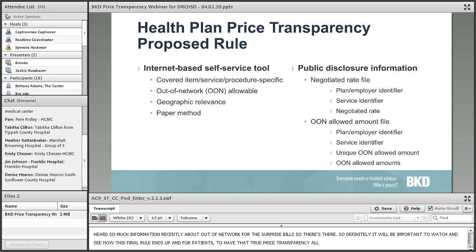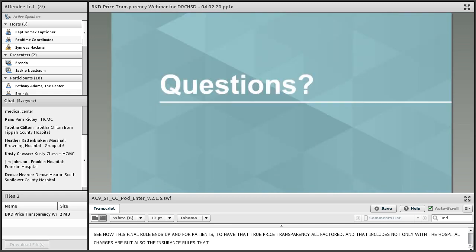this rule as well, because the proposed rule includes similar requirements for the health plans as what we see with hospitals, including the option to use an online tool and a negotiated rate file. And then, of course, we've heard so much information recently about out-of-network or those surprise bills, so there's information in there. So definitely it'll be important to watch and see how this final rule ends up.